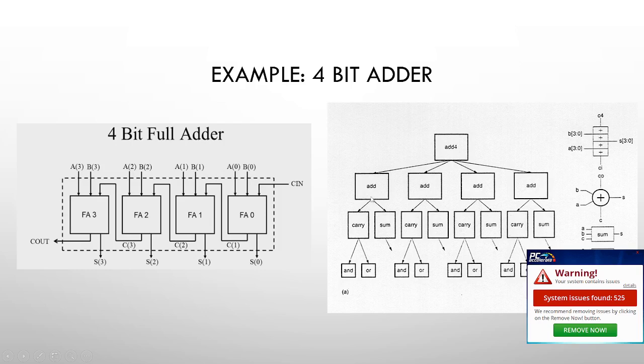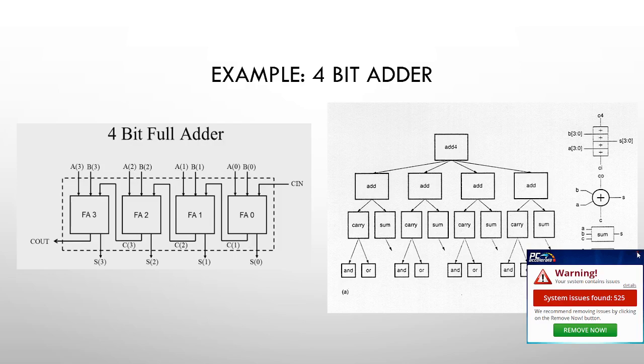Now what does the adder consist of? Carry and sum. Every adder consists of both carry and sum. See here, A0, B0, this is C0 and C in, and this is FA0, and this is S0, and C1 is the output for this. In this way, 4 adders.